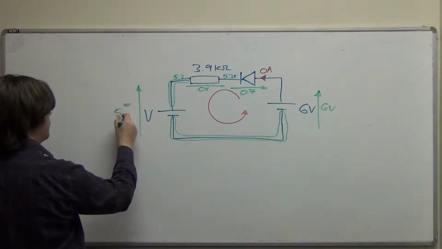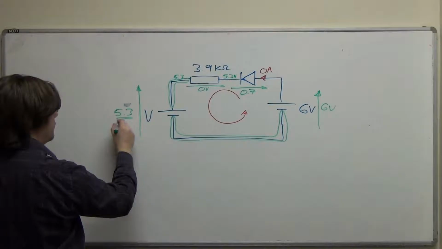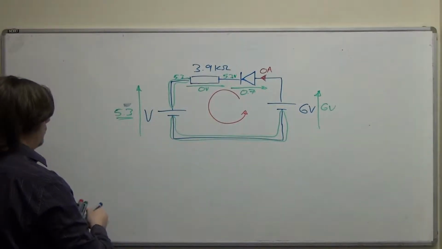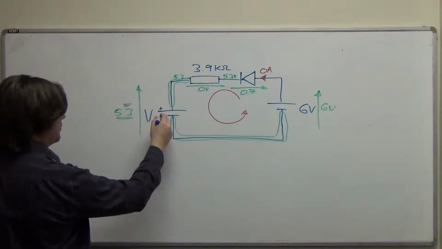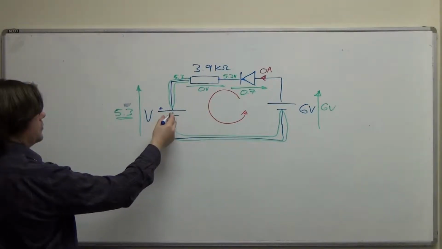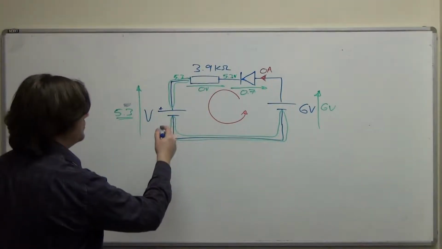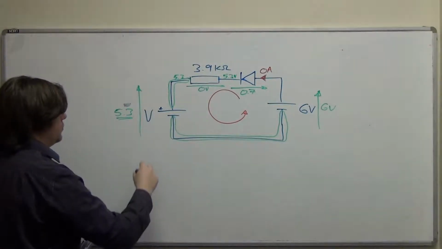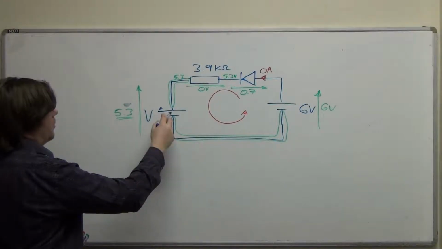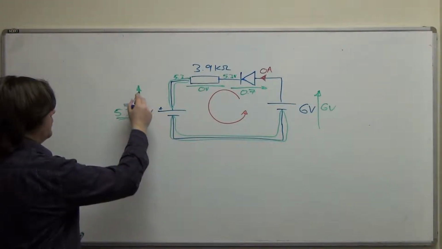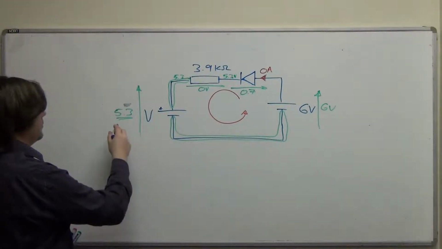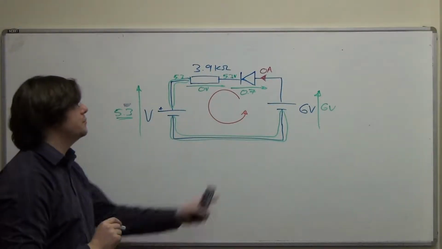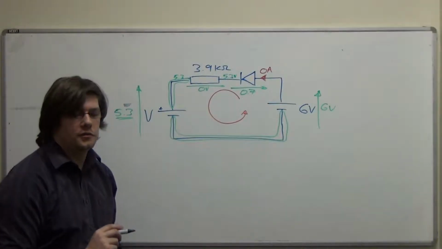So I want 5.3 volts, and it just so happens that because this is the more positive side of my source, this arrow is in the right place, and V must be 5.3 volts in order to put this diode on the edge of conduction.